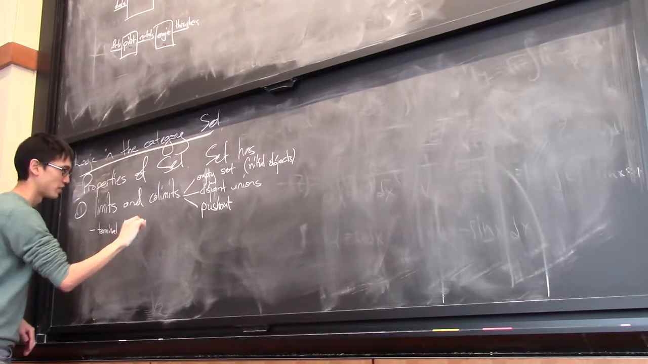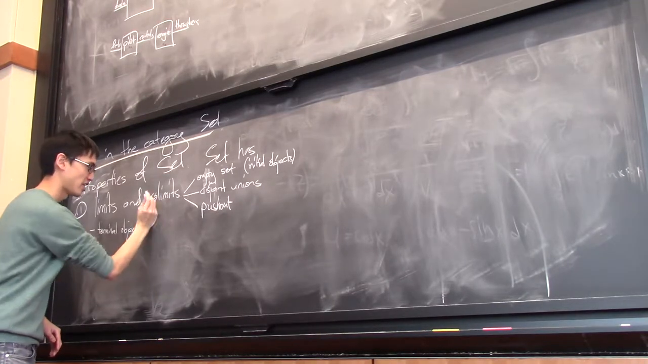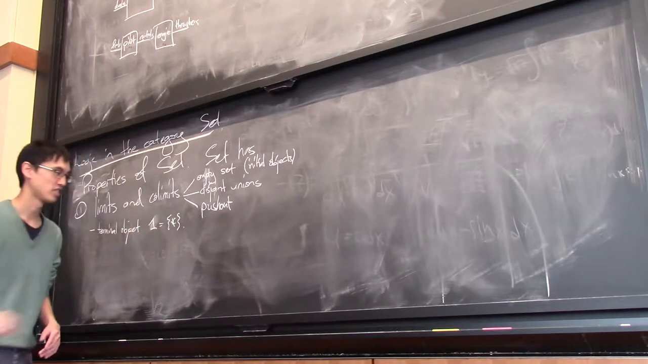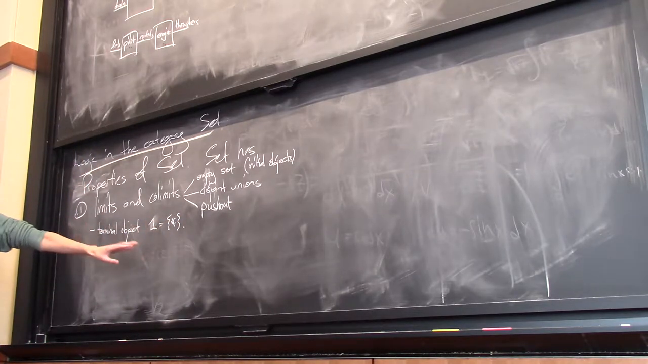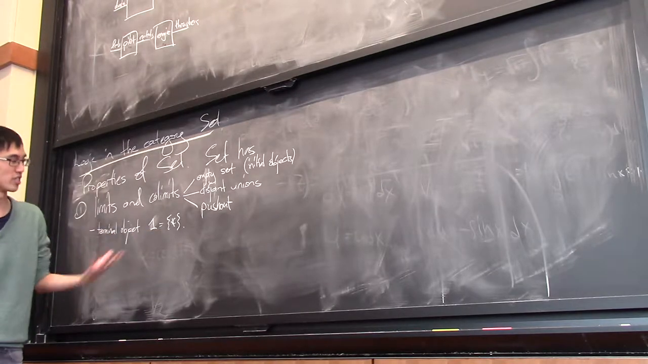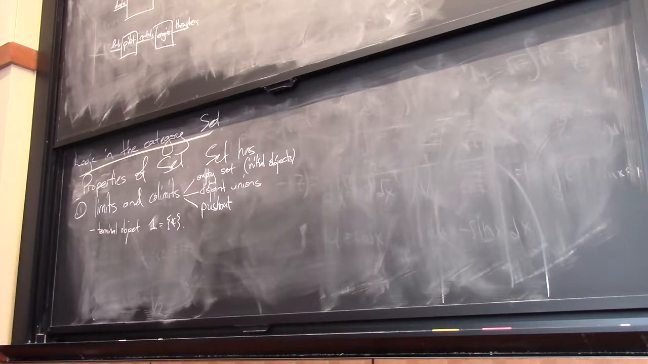And the terminal objects in this category are just anything with one element. I'm going to write it as 1. The universal property is that, given any other set, there's a unique function to this set. What does that function do? Well, we take everything in this other set X and map it to this unique element of this one element set.